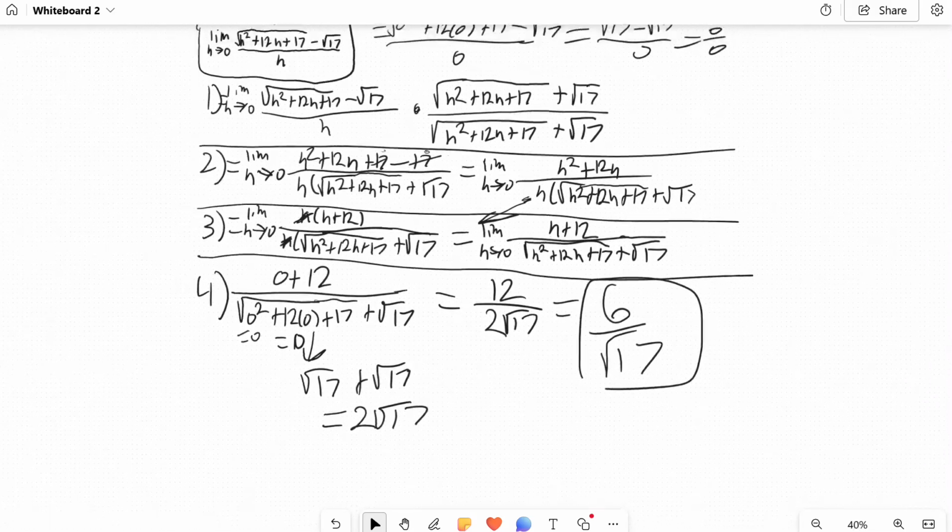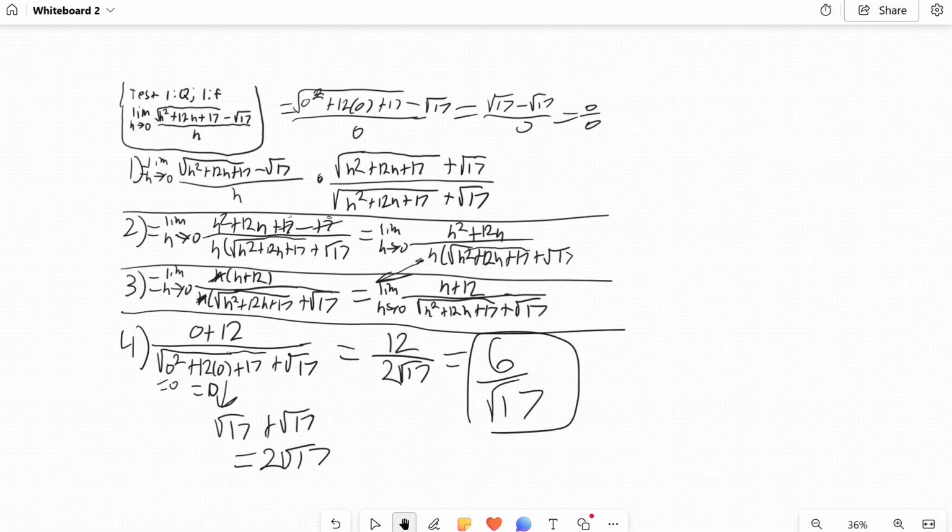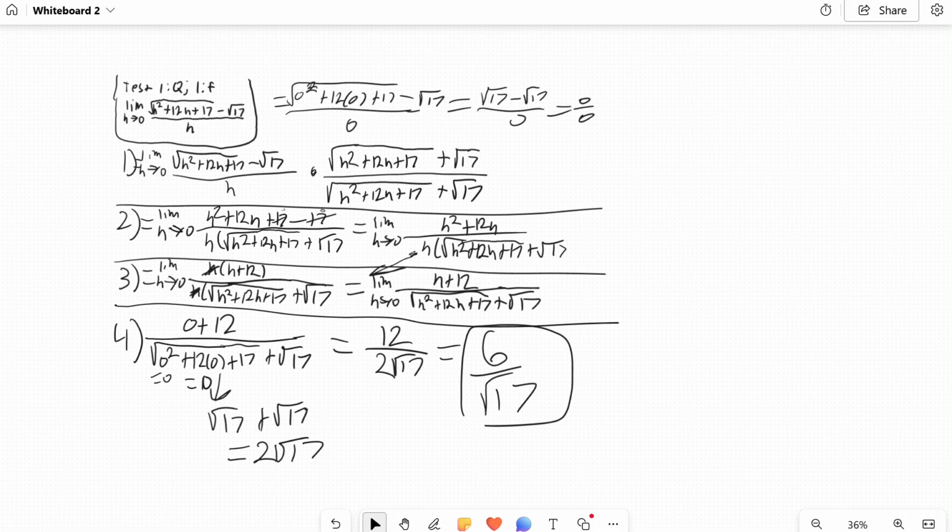If I zoom this out here, this is our full equation. We have our question up here in the top left. We first substitute 0 in to find out that it's indeterminate, meaning we can take our conjugate in step 1 and multiply by the conjugate. And then in step 2, we simplify the numerator. In step 3, we take out our h and cancel. And then in step 4, we solve as h goes to 0, equaling our answer of 6 over square root of 17.